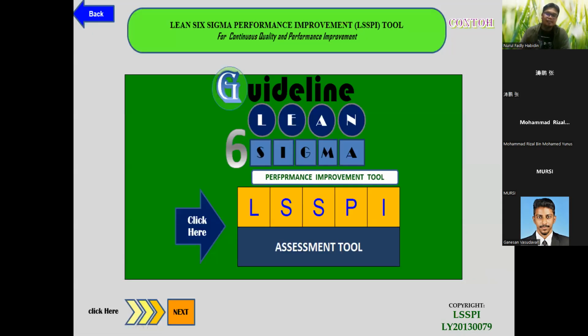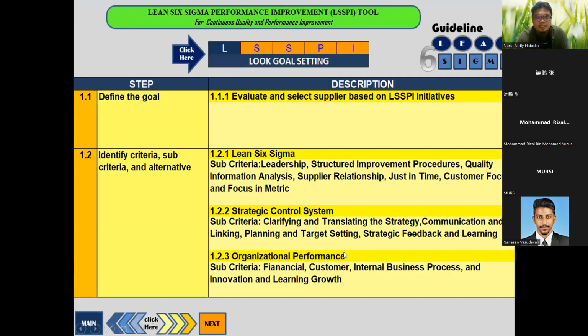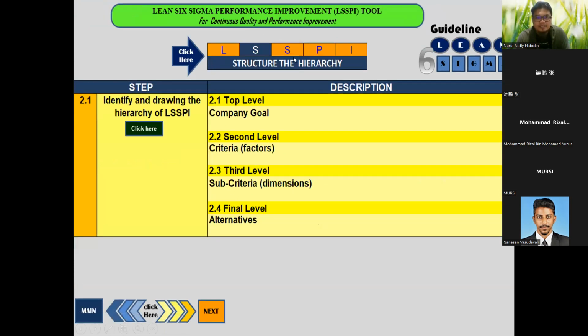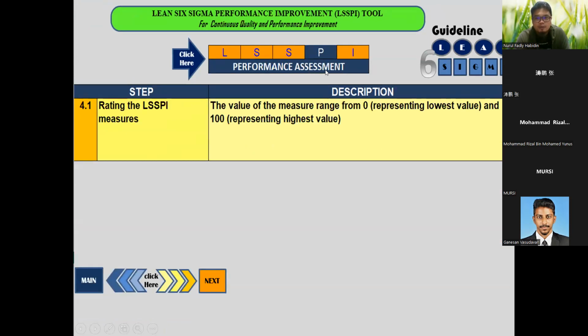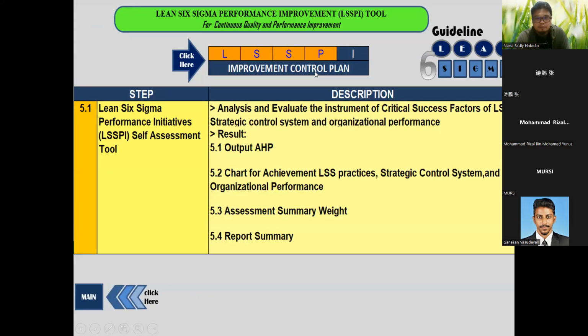Okay, this is my example during my doctorate in engineering. So I also proposed a new research design in my research in order to answer my research objective. I call it the LSSPI assessment tool. The first L is look, goal setting. The second S is structure the hierarchy. The third S is set the benchmark. P is performance assessment. I is an improvement control plan.